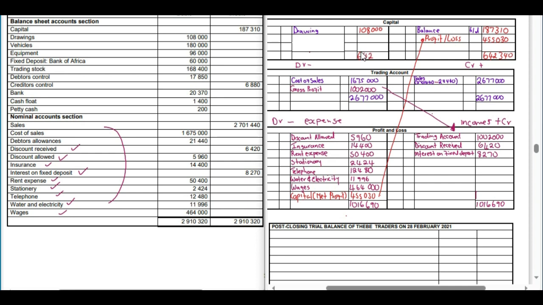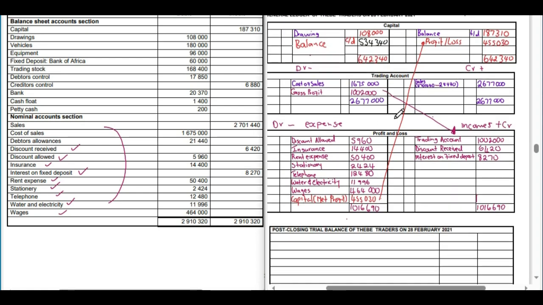642,340. And then we'll have the difference, and it will be our balance carried down. How much is our balance carried down? The difference, guys: 642,340 minus 108,000, and the difference that we have is 534,340.